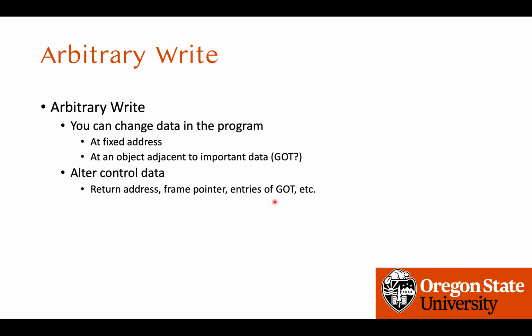And for the arbitrary write capability, this lets attackers change data in the program. It could be arbitrary, meaning at any kind of address, or it could be sequential, which alters the data adjacent to the object. And using this, we may alter the control data such as a return address, frame pointer, or entries in GOT. Then we can run arbitrary code.